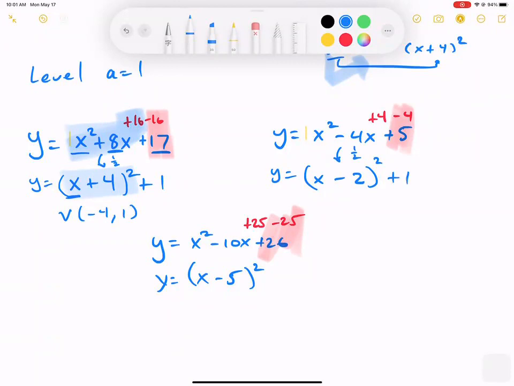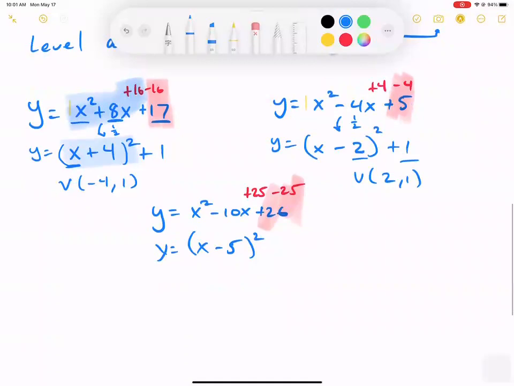We are now in vertex form. You know what the vertex is? Hopefully you can see it's 2, 1. That's the last step over here. 26 minus 25, hopefully you see it's a +1 also. Our vertex is 5, 1. This is how we complete the square for level 1 problems.